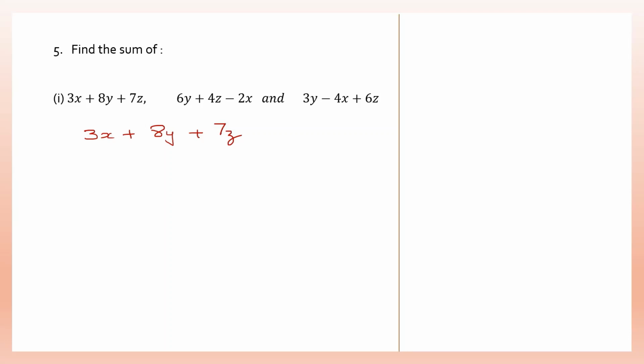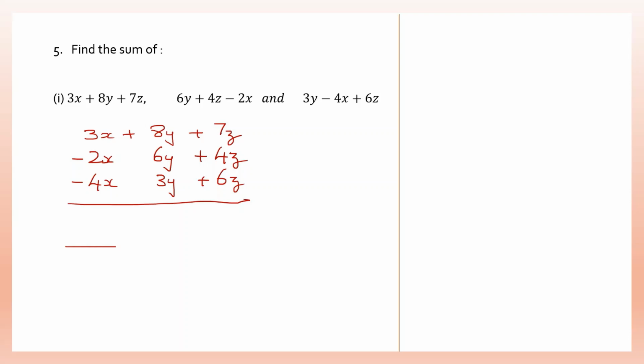Now go to the second expression, it's 6y. So put it in the column that has a y. 6y. Then we have 4z and we have minus 2x. So put it in the right column. The last expression, 3y minus 4x plus 6z. Okay. Now look carefully and see if we need to add something. Okay, a plus sign here. 6 doesn't have a sign here also. Okay, I think we have written everything.